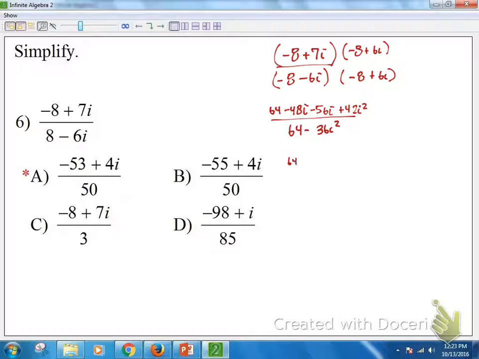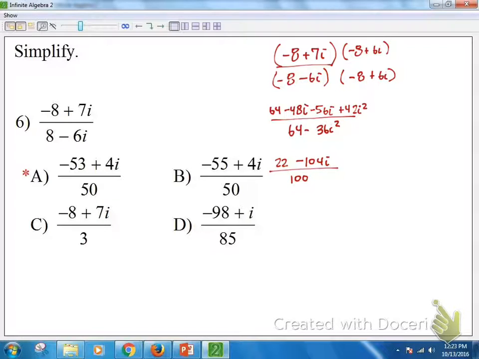So we got 64, let's just do this one step at a time. Negative 104i, right? And then we have this 42i squared, which is like saying minus 42. So 64 minus 42 is really like saying 22. And it's positive 22. And then the denominator, the same thing. We have 36i squared, and it's a negative 36i squared, which means it's like negative 36 times the negative 1, which is going to be positive 36, which is 64 plus 36 is 100, right?